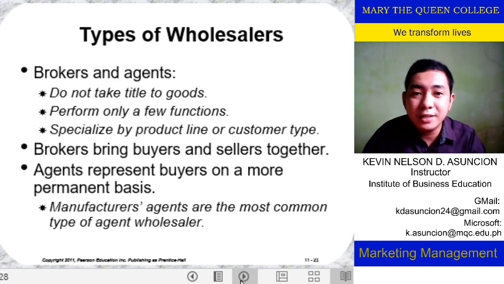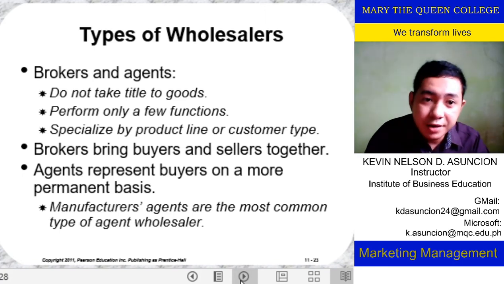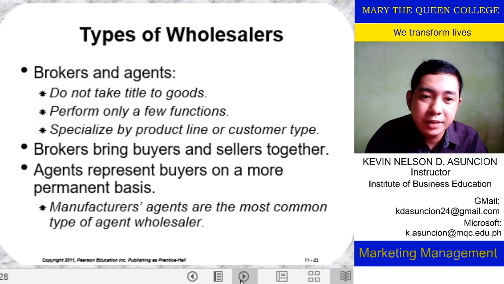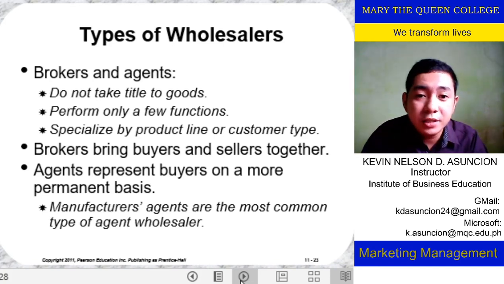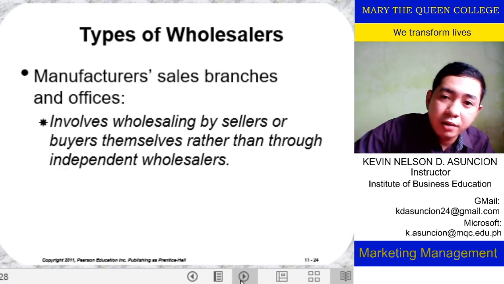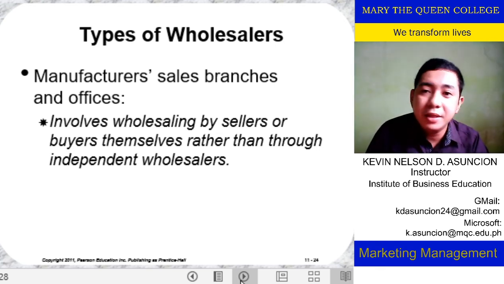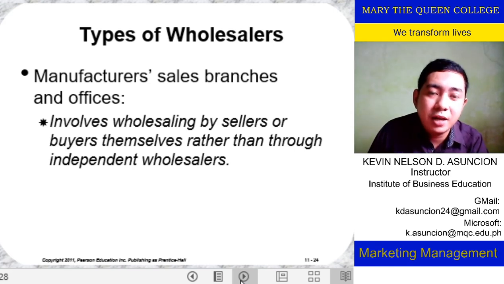So brokers bring buyers and sellers together because they are the intermediary of communication between the wholesaler and the final consumer, or the retailer in general. Agents represent buyers on a more permanent basis, because they are the ones who contact those who place the final orders. Manufacturers' agents are the most common type of agent wholesalers. They take final orders, or group bulk orders for retailing. It depends, because they just break down a very large pool. Then there are manufacturers' sales branches and offices.